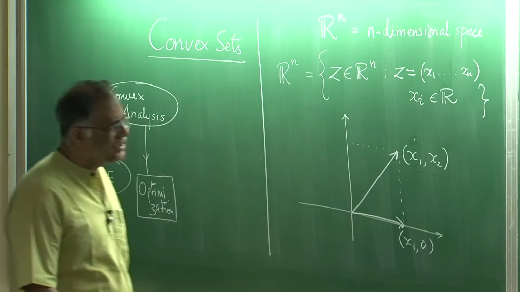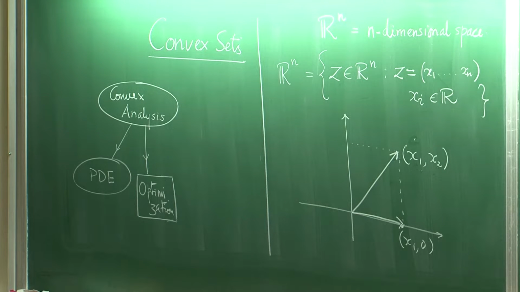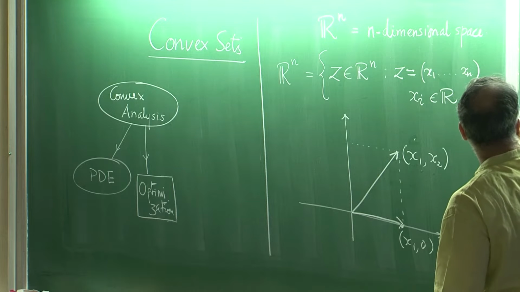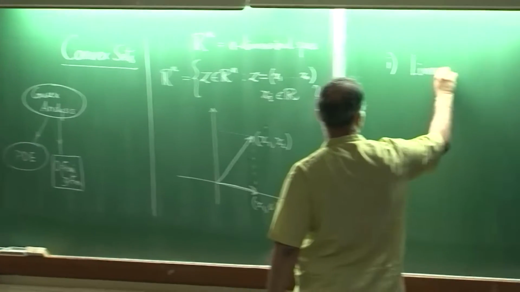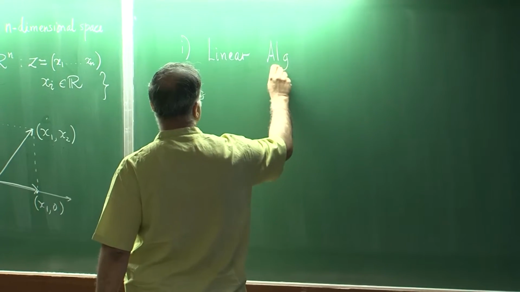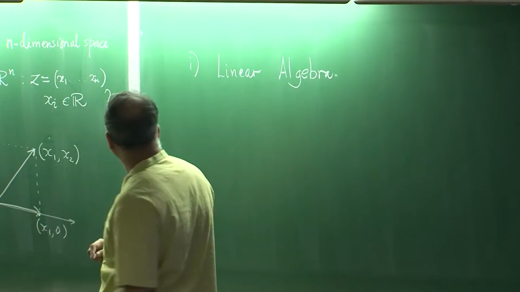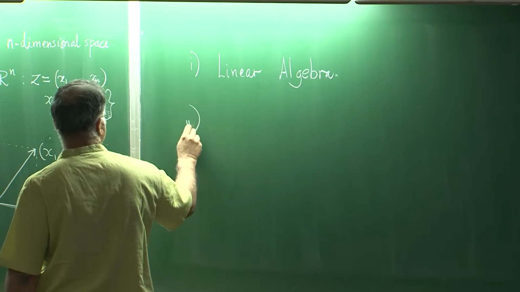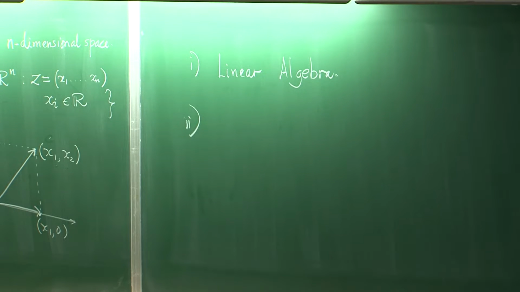Now, this course or any course in optimization demands the knowledge of two things from you. One is linear algebra. Linear algebra is central to all mathematics, of course, but anyway, it is central to these two. And then you also need to know multivariable calculus.